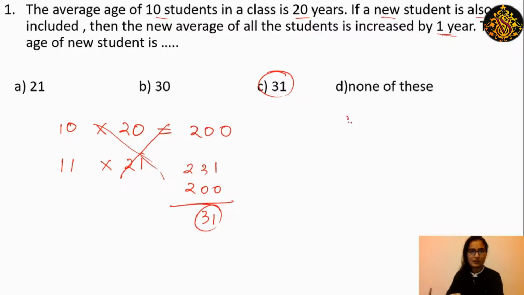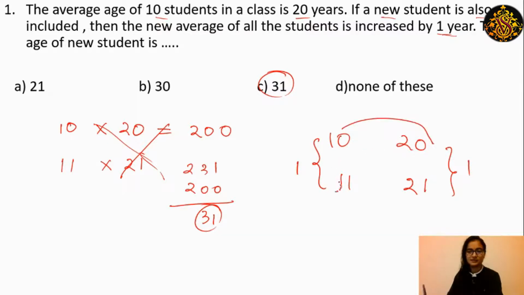So the question is the same: 10 students in a class is 20 years, a new student is also included, then the new average of all the students is increased by 1 year. And the difference here is 1, right? 11 minus 10 is 1 and 21 minus 20 is 1. So just multiply this: 1 into 10 is 10 plus 1 into 21 is 21. So 31. Is it easier?